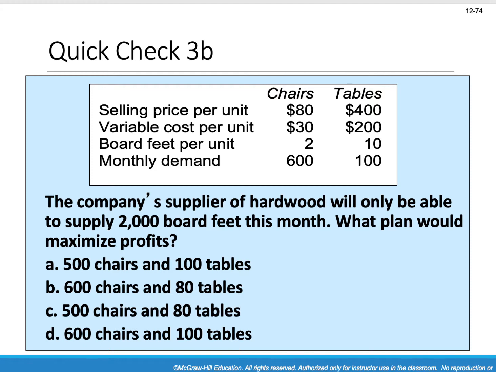And remember our formula that we use, right? First thing we've got to do is figure out what is the contribution margin for chairs and for tables.